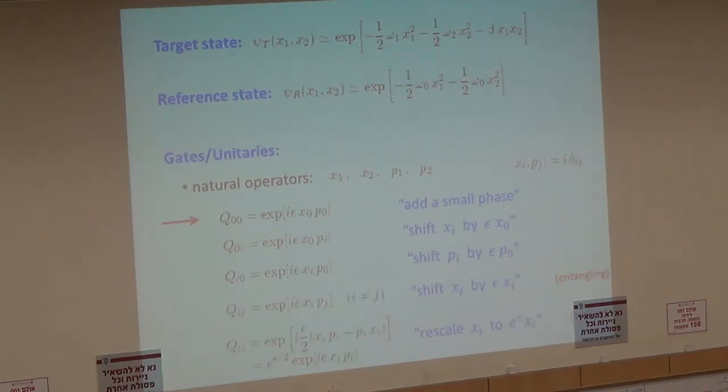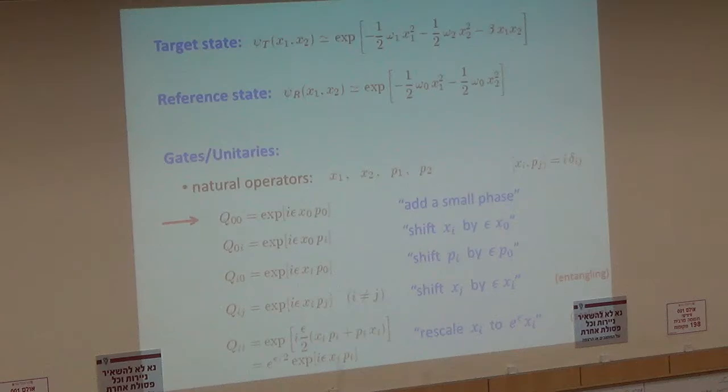Things get more interesting when I put two of my x's, or an x and a p, up in the exponent, and there are two different possibilities. The first is that the indices are different, and then what I'm doing with this particular gate is shifting xj, but I'm shifting it by the operator xi, with this small coefficient. And so what that's doing is entangling the two masses. And so I call that an entangling gate.